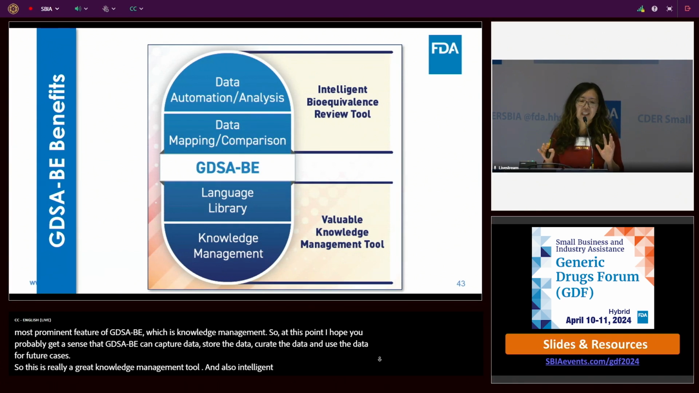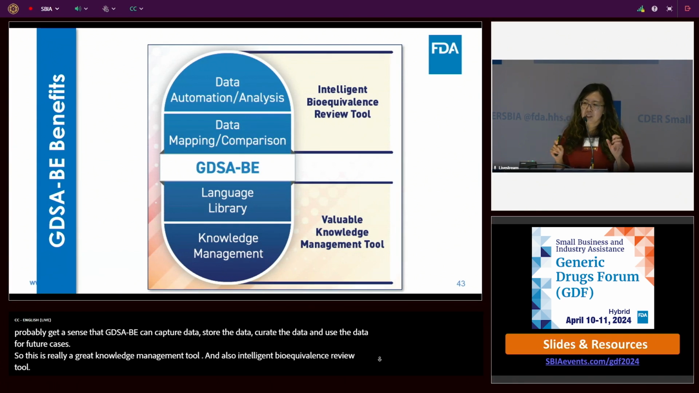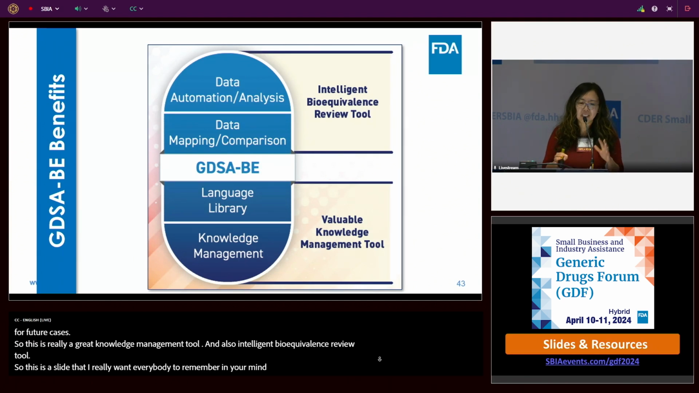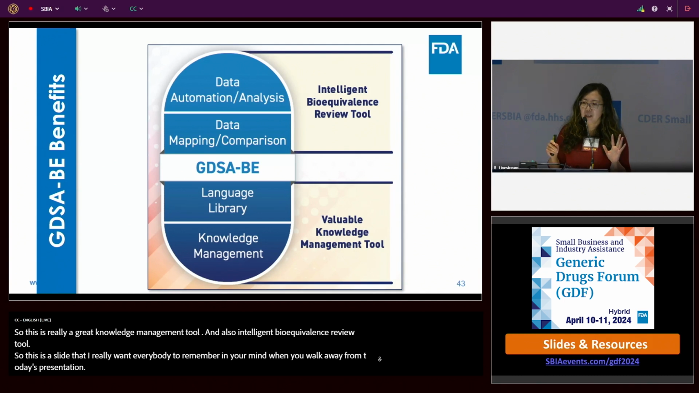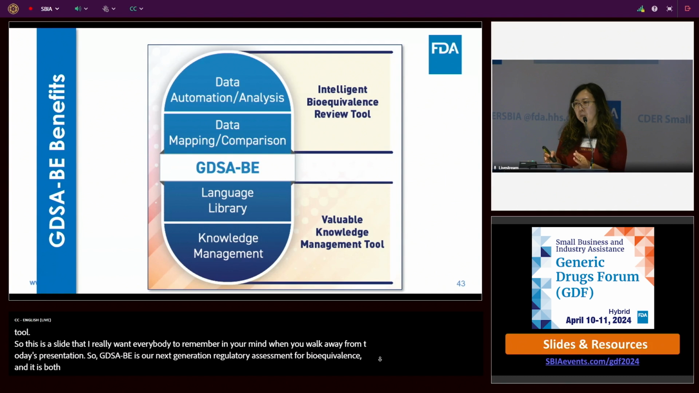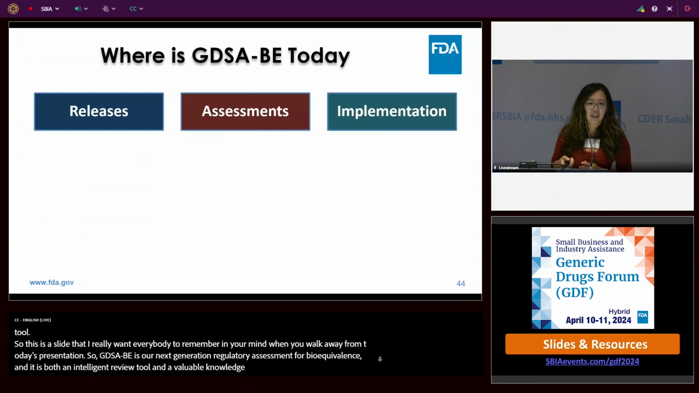This is a slide I really want everyone to remember when you walk away from today's presentation. GDSA-BE is our next generation regulatory assessment for bioequivalence, and it is both an intelligent review tool and a valuable knowledge management tool for the Office of Bioequivalence and OGD.